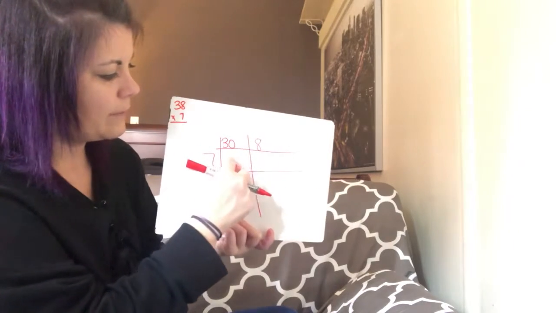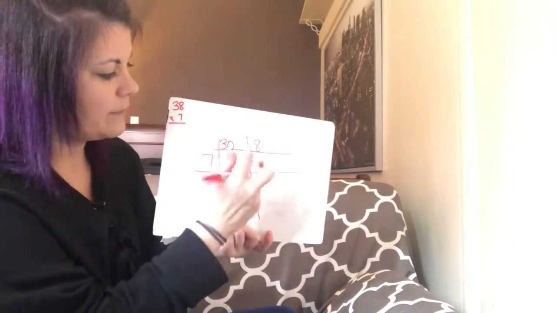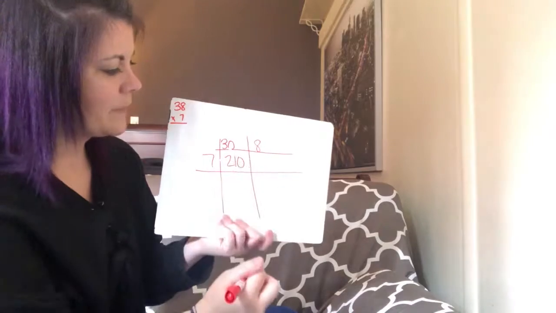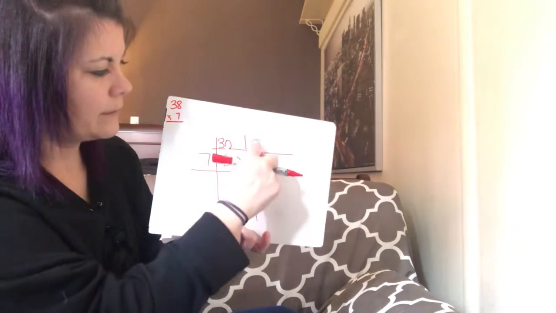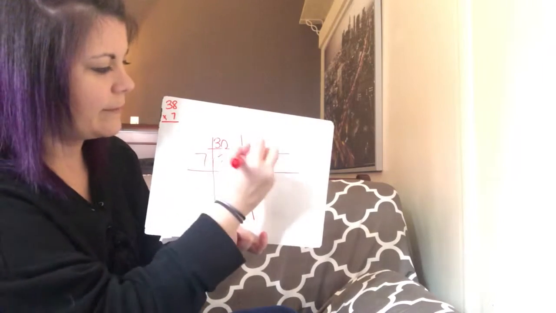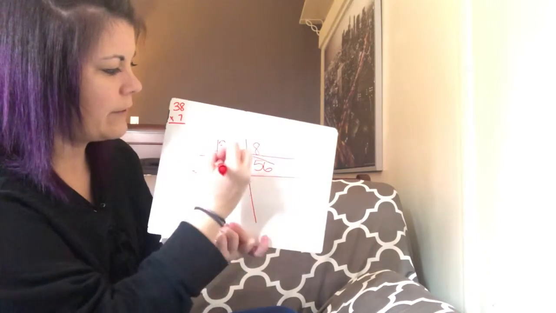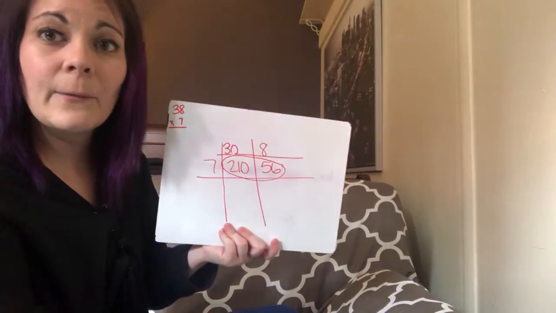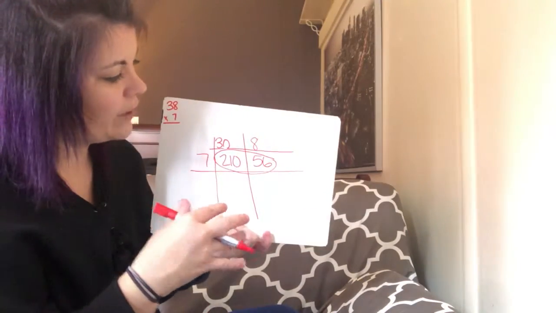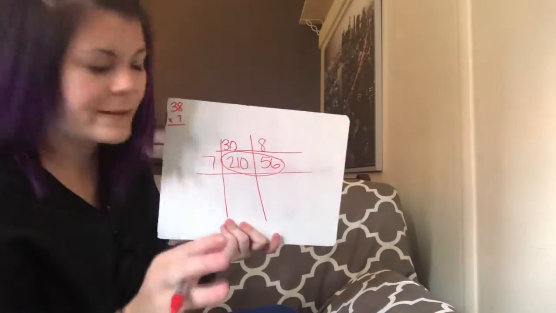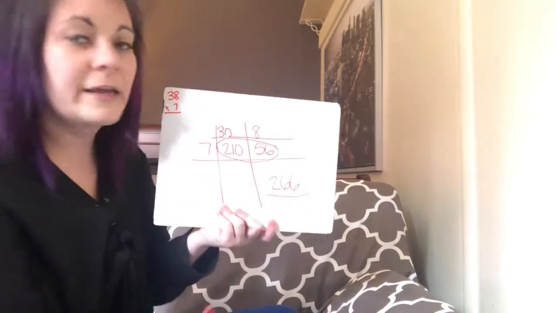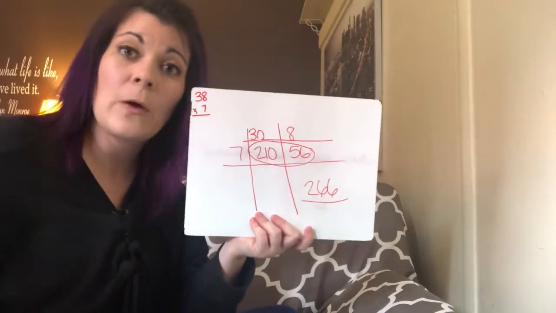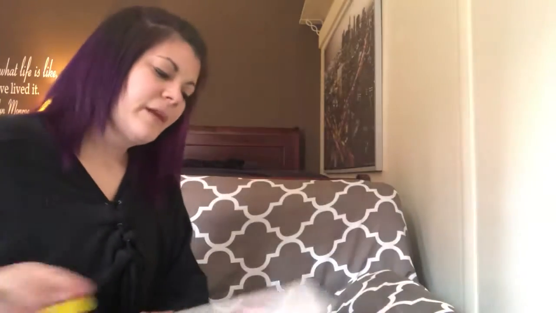So in this square, we have 7 and 30. So 7 times 30 is 210. And then in this square, we have 7 times 8, which is 56. And then in your area model, you don't multiply, you add what's in the middle. 210 plus 56 is 266. So we're getting the same answer no matter how we multiply. Okay, so now let's do 2-digit by 2-digit.